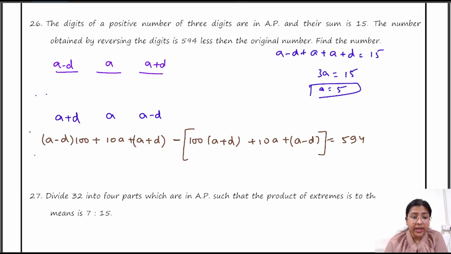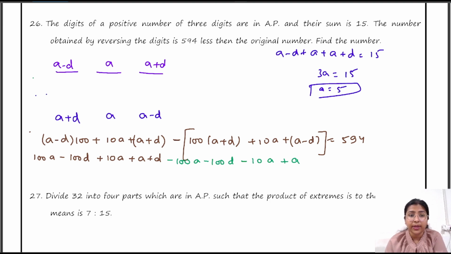Now see this. You will get 100a minus 100d plus 10a plus a plus d. From here you will get minus 100a minus 100d, because it is going to be minus minus. Minus 10a minus a plus d, because there is a negative sign outside the bracket. So minus a plus d is equal to 594. Cancel the like terms: 100a and this 100a, 10a and this 10a, a and this d will be added.